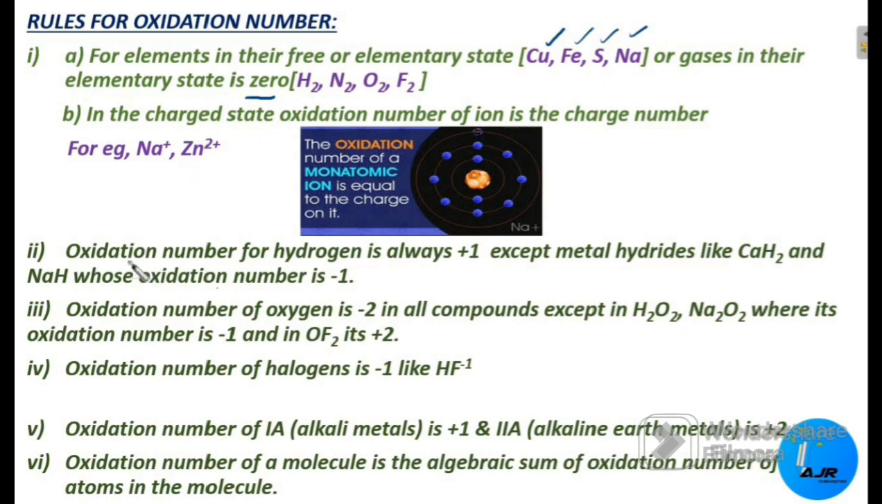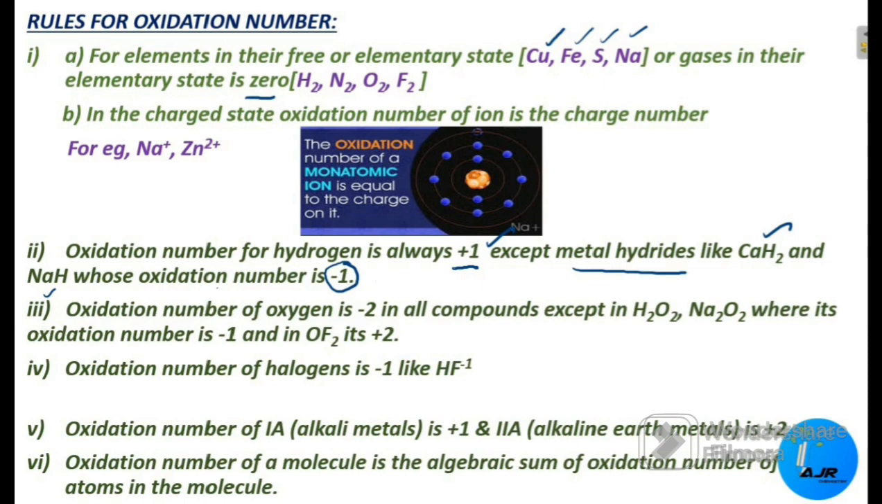The next important rule is that the oxidation number of hydrogen is always plus 1, except in metal hydrides like calcium hydride or sodium hydride, where the oxidation number will be minus 1 for hydrogen. In all the other cases, the oxidation number will be plus 1 for hydrogen. Only for the metal hydrides like calcium hydride and sodium hydride, the oxidation number will be minus 1.